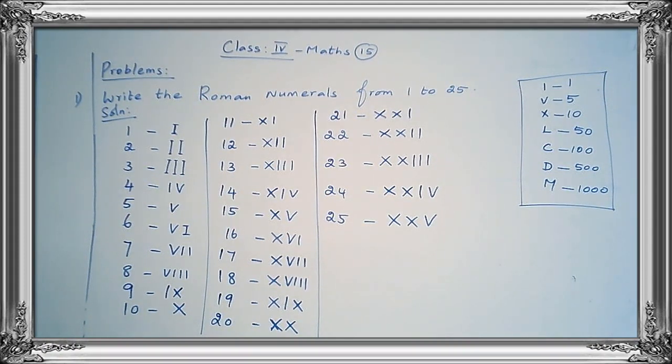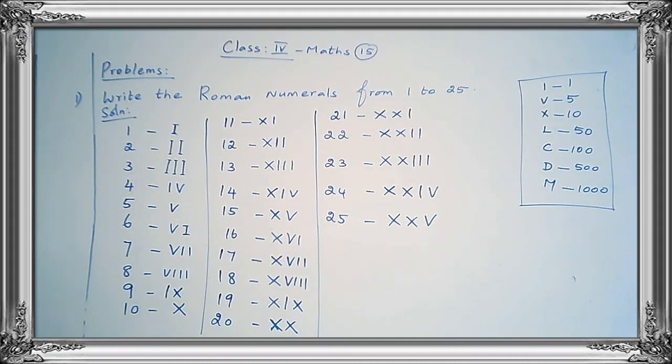Next 16. 16 can be written as 10 plus 6. X stands for 10, VI stands for 6. So that's why 16 means XVI. Next 17. 17 means XVII. Next 18. 18 means XVIII. Then 19. 19 means XIX. Next 20. 20 means XX.